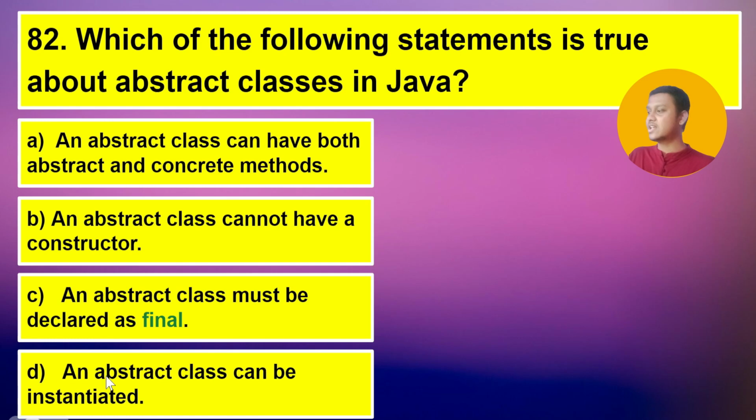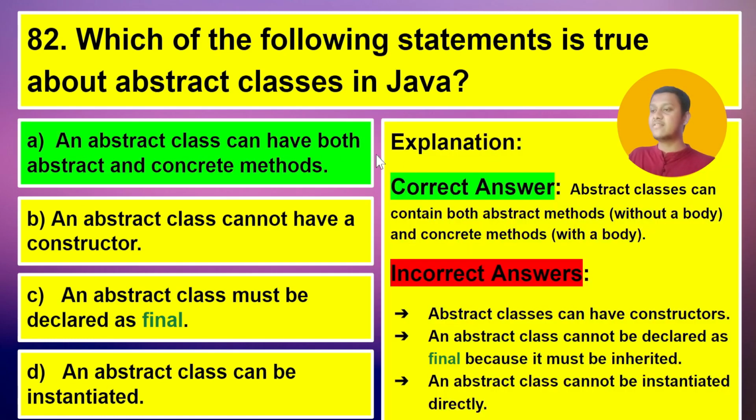So here the correct answer is option A, which is abstract class can contain both abstract methods without a body and concrete methods, which means with body. Other options are incorrect because abstract class can have constructors. An abstract class cannot be declared as final because it must be inherited.